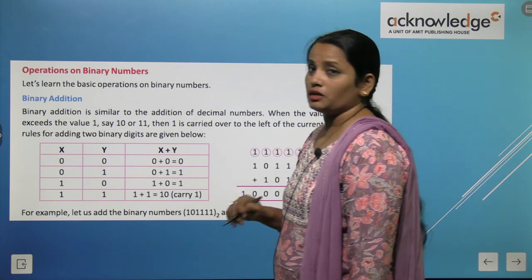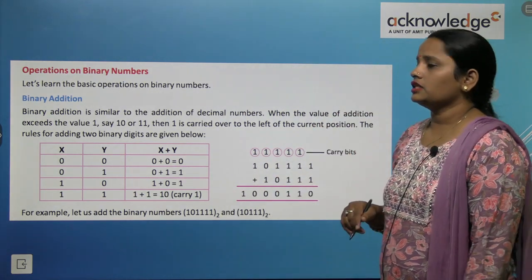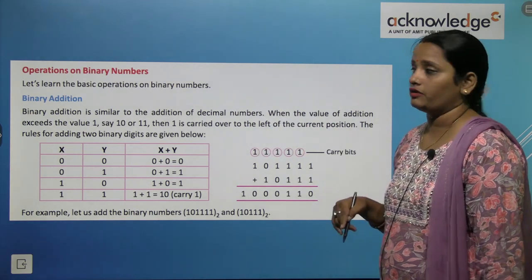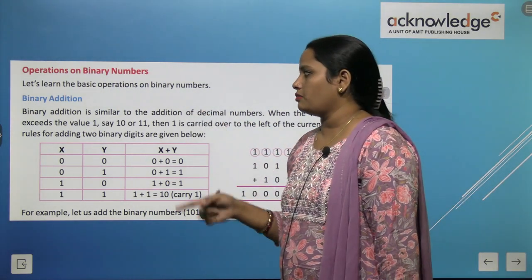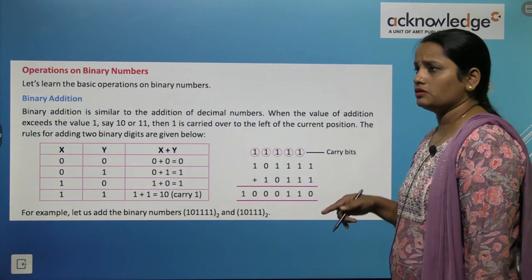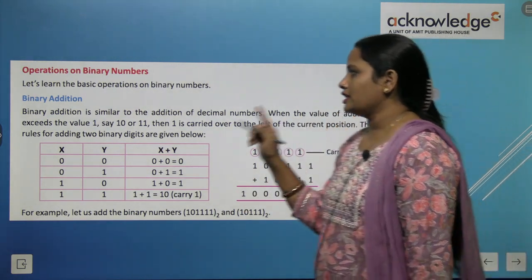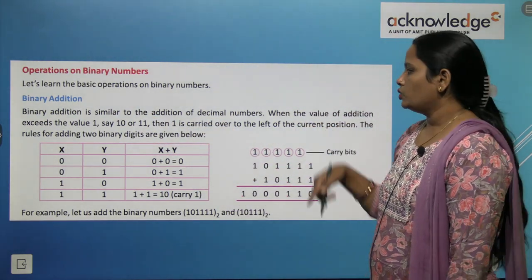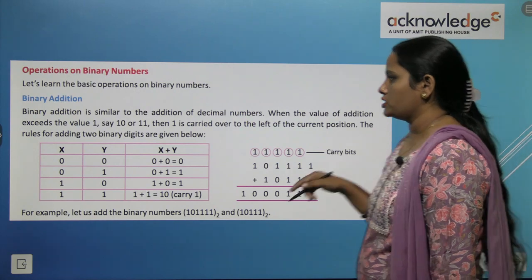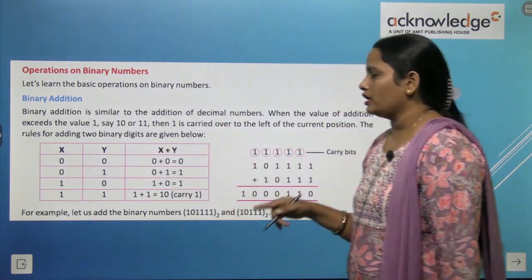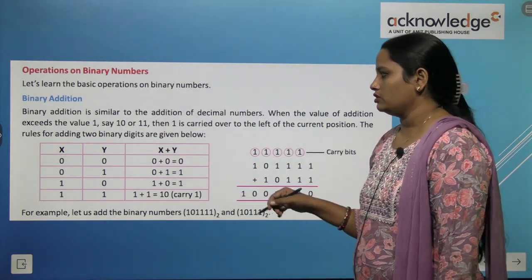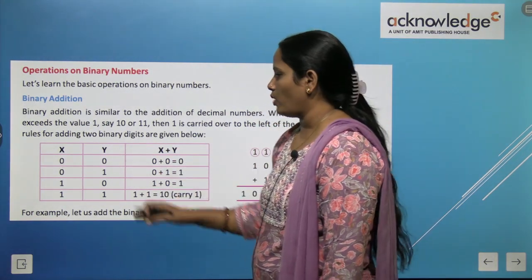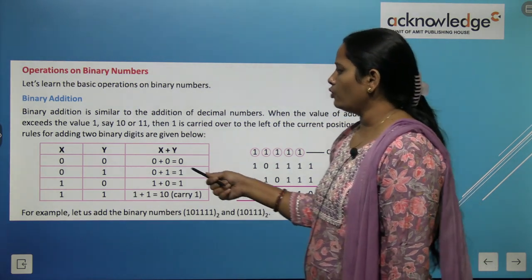Next is operations in binary numbers. Let us learn the basic operations in binary numbers. First is binary addition. How can we add in binary numbers? So binary addition is similar to the addition of decimal numbers. When the value of the addition exceeds the value 1, say 10 or 11, then 1 is carried over to the left of the current position. The rules for adding two binary digits are given here. So here we can see binary digits are given at the x and the y point. We are going to add them.